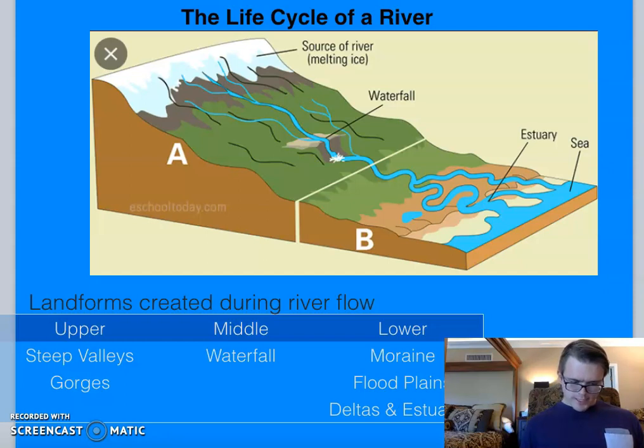In the upper section, steep valleys and gorges are forged. The middle part is where waterfalls are prone to form. At the bottom, the gradient of the slope begins to even out into landforms such as moraines, deltas, floodplains, and estuaries.